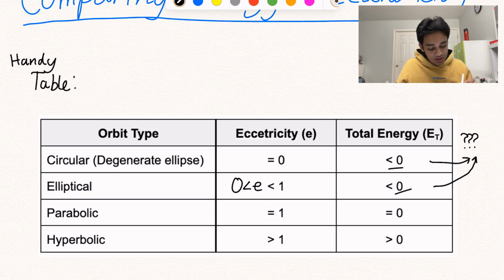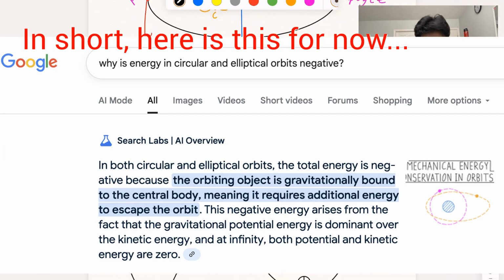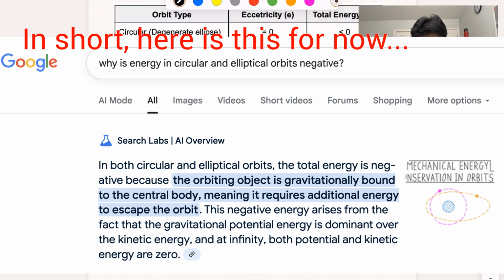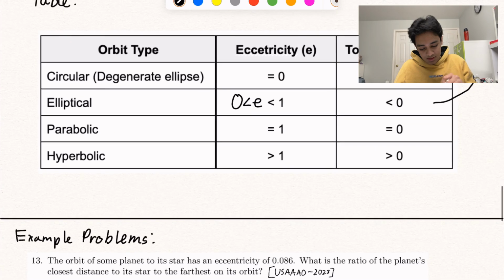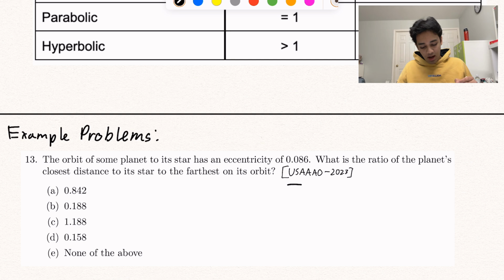So for the negative energies, it might seem a little weird, like how can a total energy be less than 0? Again, we'll cover this a couple videos later. I just thought it'd be good to break these up. So that's coming. But for now, with these 4 types of orbits, let's try to do an example problem. Everything we learned here should be enough to try this competition problem from 2023.